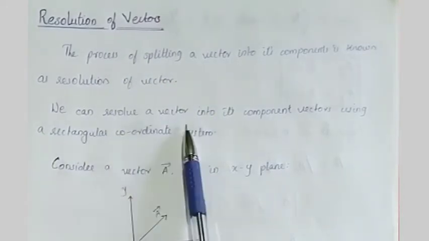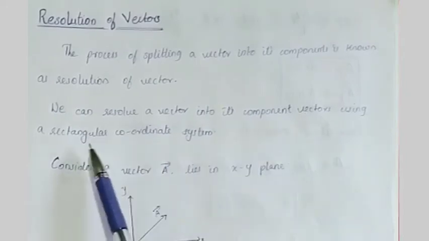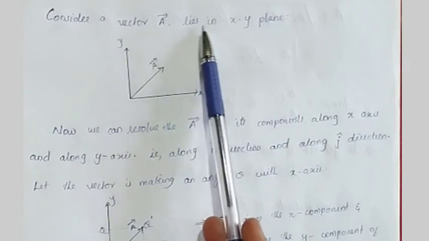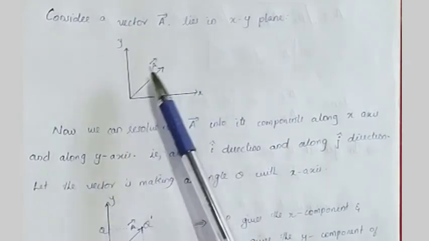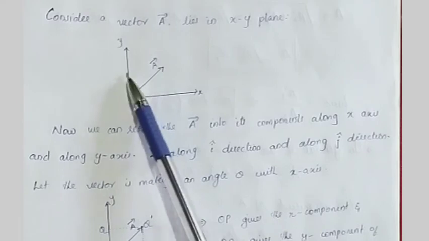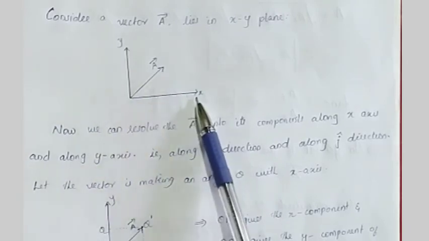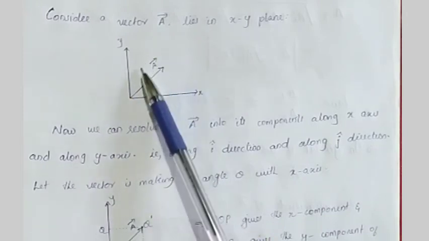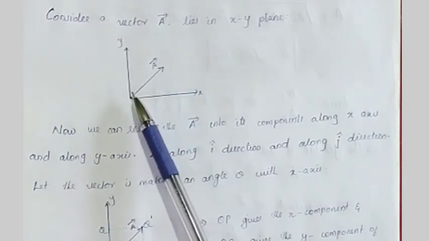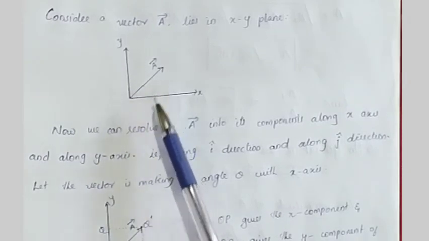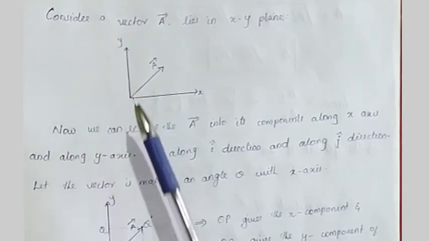Let us see the resolution of a vector into its components using a rectangular coordinate system. Let us consider a vector A that lies in the xy plane, and as you can see in the diagram, the vector A is in the xy plane. Now we can resolve this vector into its components, that is the component of vector A along the x-axis and the component of vector A along the y-axis. So a vector placed in the xy plane can have its components along both the x-axis and y-axis.